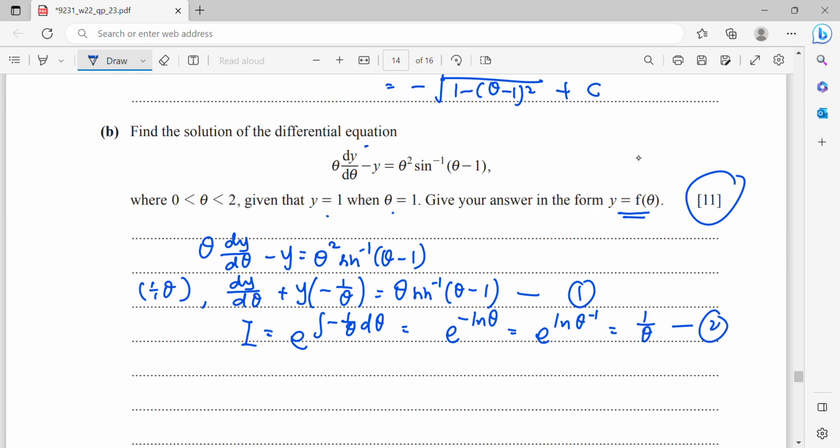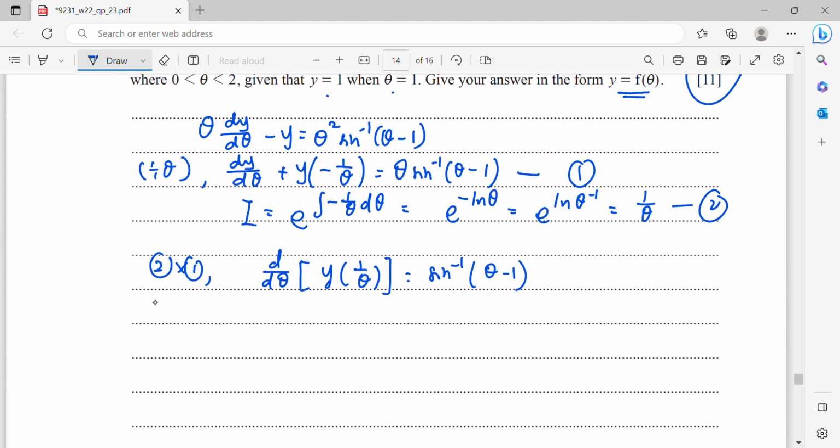So when you multiply the second into the first, by default, the left-hand side will be d over d theta of y times I, if your I is correct. Then the right-hand side, when you multiply by 1 over theta, you are getting inverse sine of theta minus 1. So, y over theta is the integral of inverse sine of theta minus 1 d theta.